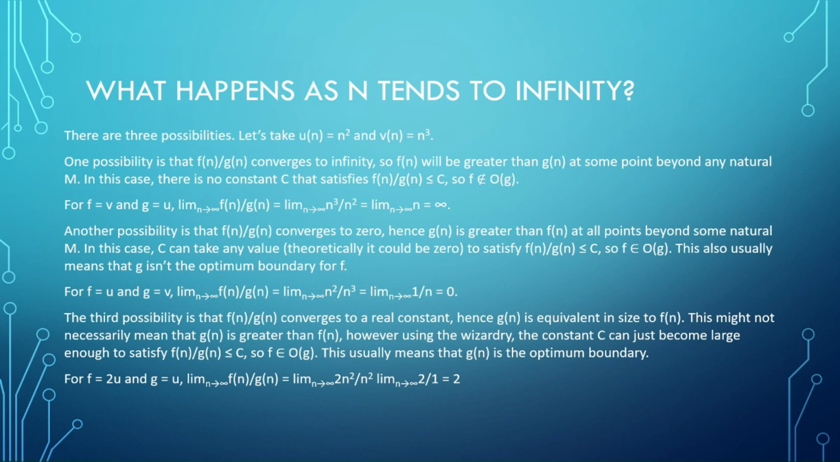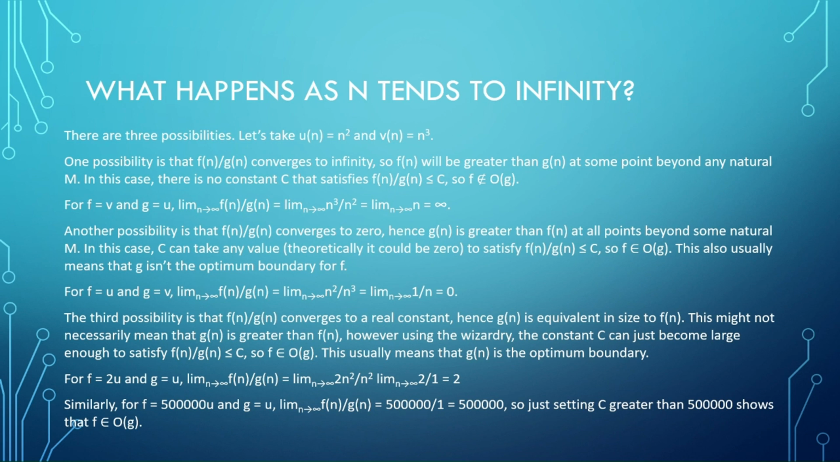So let's take, for example, f is equal to 2u, so 2n squared, and g is equal to u, so just n squared. Then f of n over g of n is equal to 2. The limiting factor is just another way of saying limit. So the limit as n approaches infinity of 2 is 2, so it's just a constant. That's the third scenario. So, to summarize: the limit of f of n over g of n as n tends to infinity could be infinity, 0, or a constant. Those are the 3 scenarios.